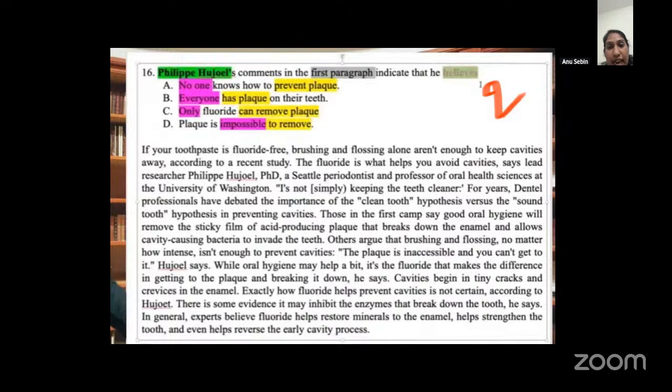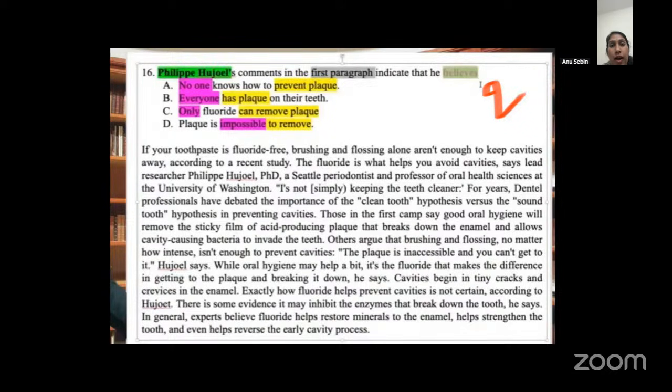Cavities begin in tiny cracks and crevices in enamel. Exactly how fluoride helps to prevent cavities is not certain. According to Hujoel, there is some evidence it may inhibit the enzyme that breaks down the tooth, he says. In general, experts believe fluoride helps restore minerals to the enamel, helps strengthen the tooth, and even helps reverse the early cavity process. So this is the text.